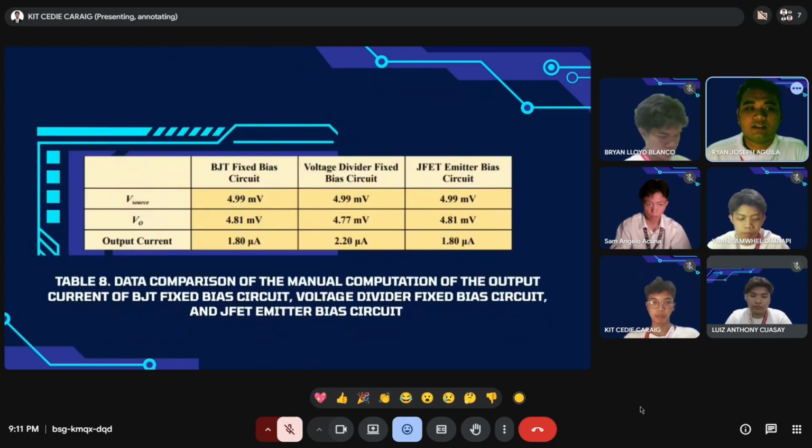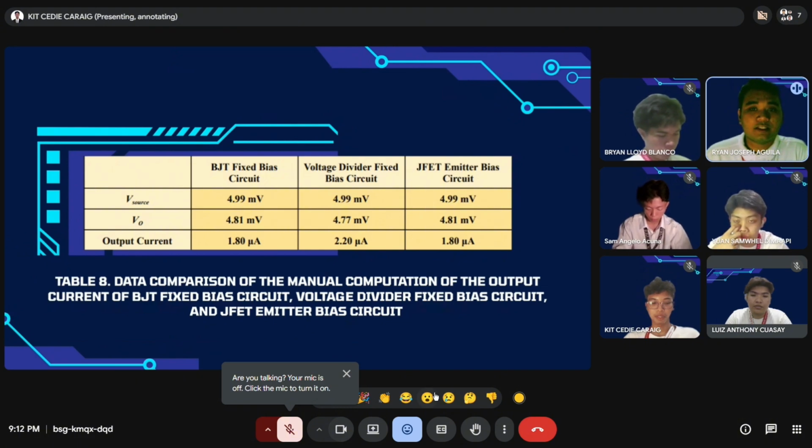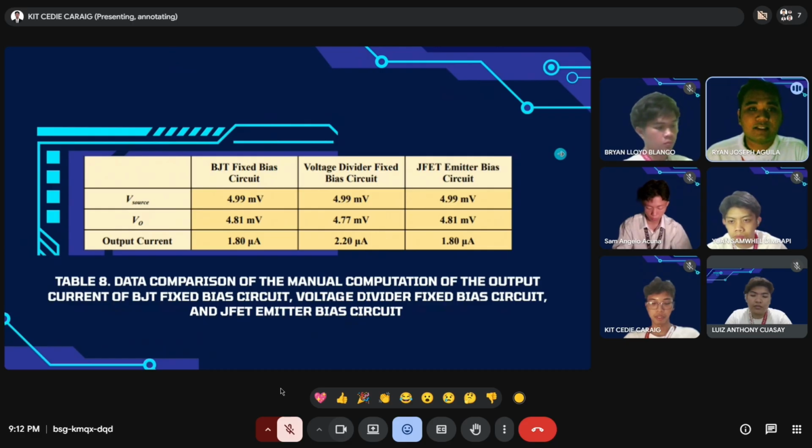And table 8 is the comparison. This compares the output current of all three circuits. First, take note that the input voltage is constant at 4.99 millivolts. This ensures a fair comparison. The BJT fixed bias and JFET circuits both produce 1.80 microamperes. However, the voltage divider circuit stands out, delivering the highest output current at 2.2 microamperes. This clearly shows that the voltage divider bias allows more current to flow due to its stronger and more stable biasing. Next slide, please.